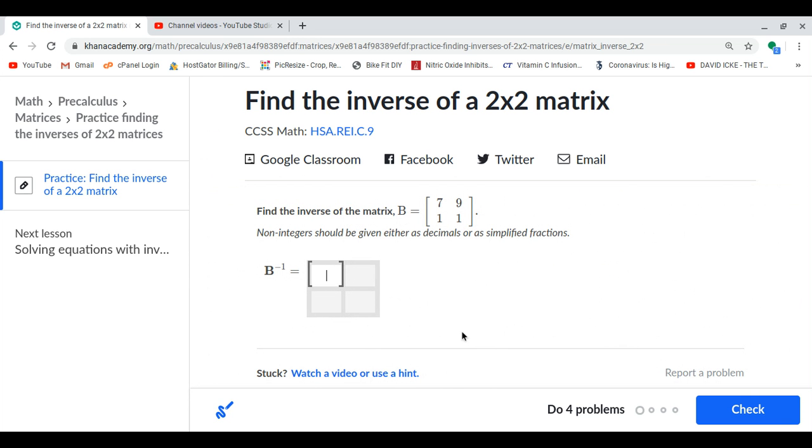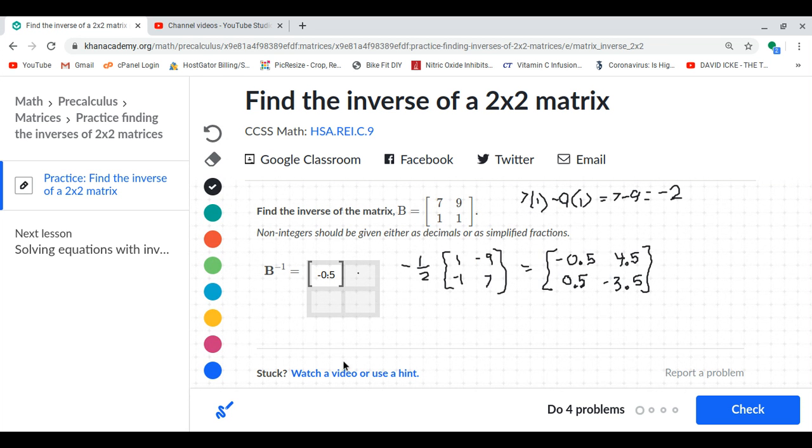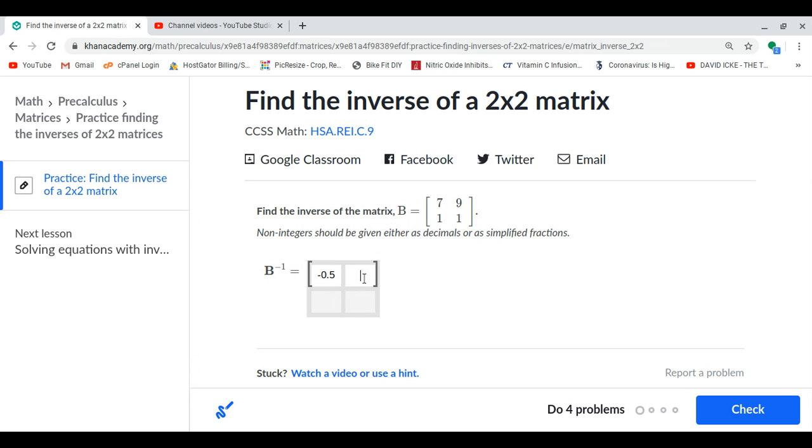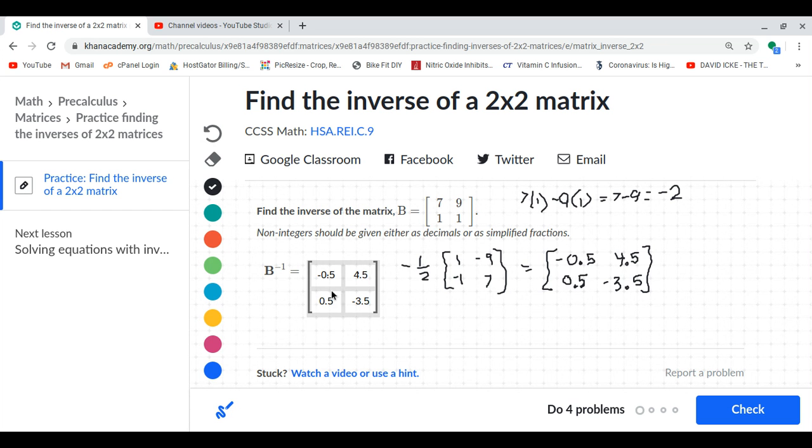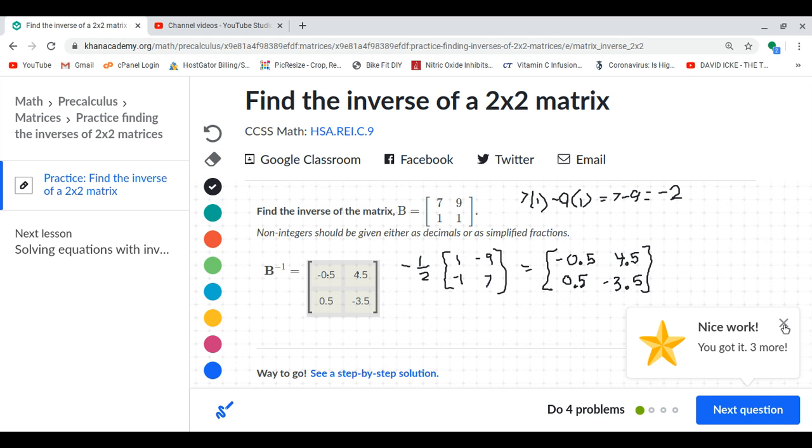So it was negative 0.5, then 4.5, and then I think it was just 0.5 here, and then negative 3.5 there. Let's just check. Yes. Look at that, energy points. Today's a good day. All right, let's try another one or two, and we'll see how this works.